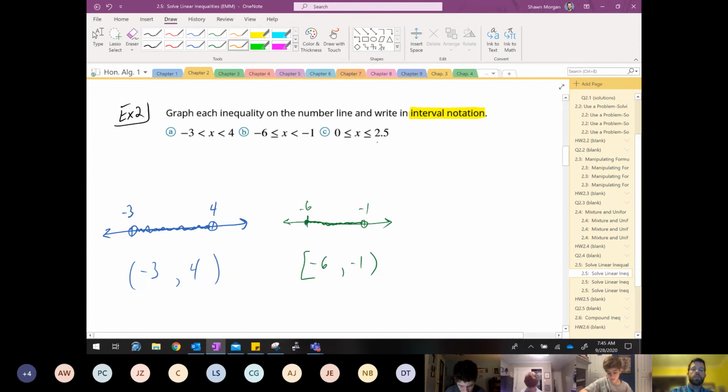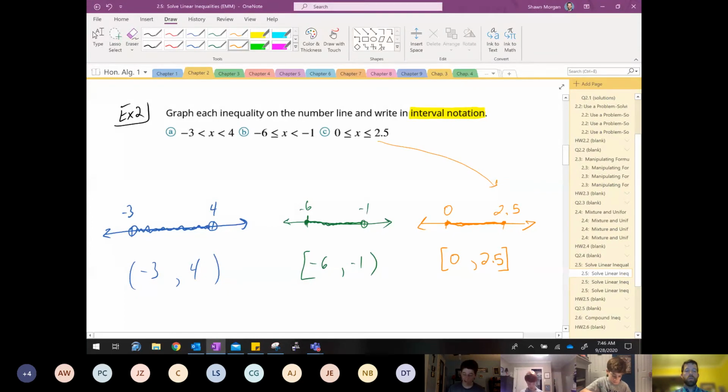And then last but not least, this one over here from 0 to 2.5. Right, we're going to use a closed mark on both sides. Again, x is between them. So that means that any number between 0 and 2.5, including 0 and including 2.5, would work. And so for this interval notation, we're going to use brackets on both sides.